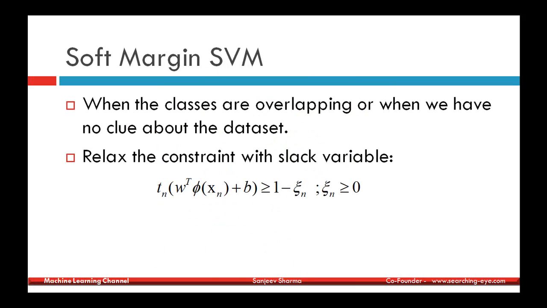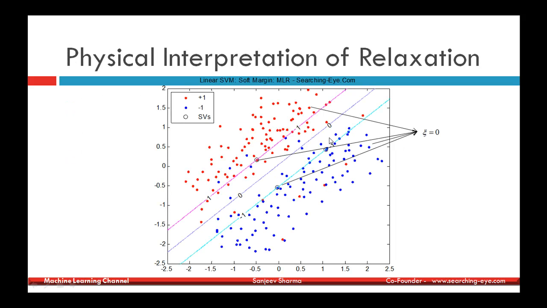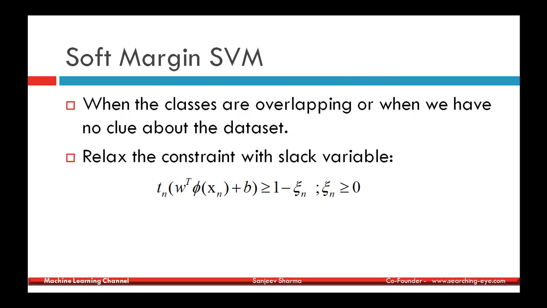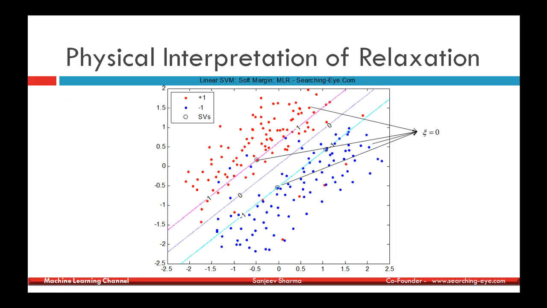When the eta n becomes 1, we will have the constraint tn times w transpose phi of xn greater than or equal to 0, and when we have eta n equal to 1, the point lies on the decision boundary. So all the input instances for which eta n is equal to 1 lie on the decision boundary.